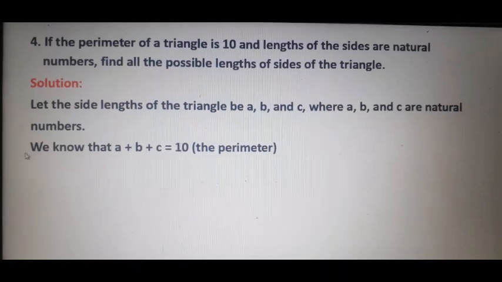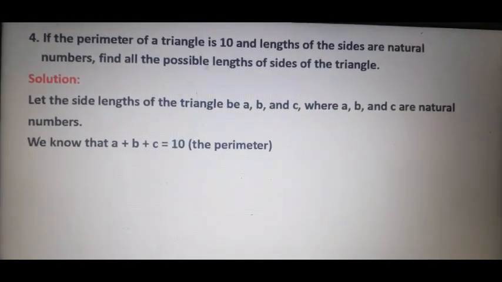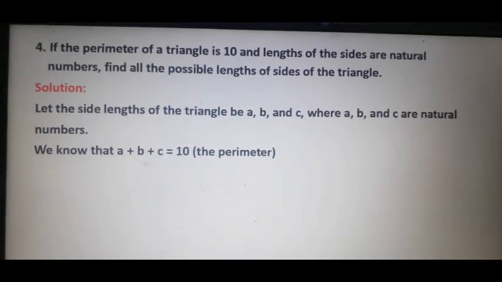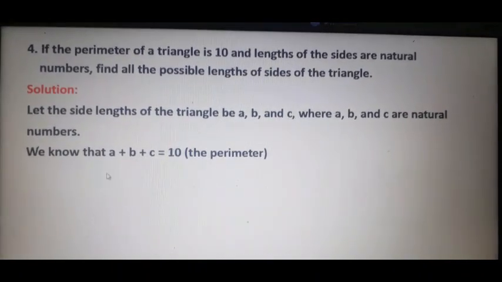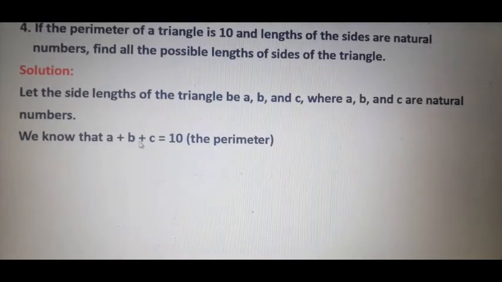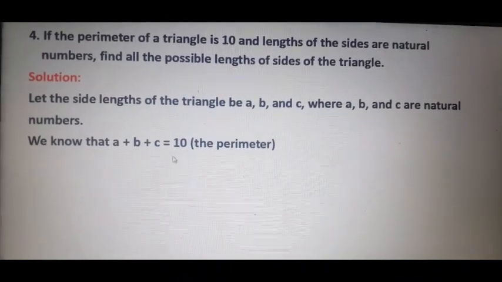From the formula of perimeter, the perimeter given is 10. So A plus B plus C is equal to 10.